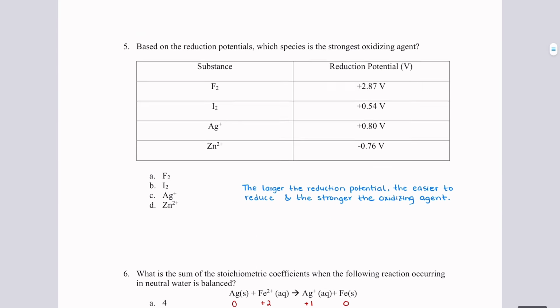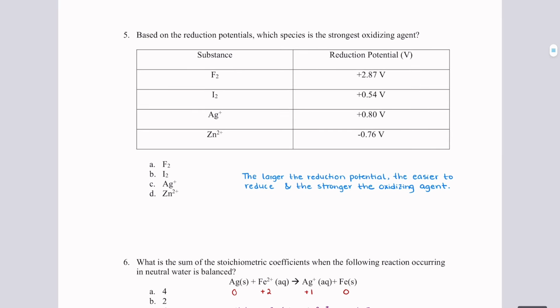Problem 5 says, based on the reduction potentials, which species is the strongest oxidizing agent? The table lists fluorine gas with a reduction potential of plus 2.87 volts, iodine with plus 0.54 volts, silver ion with plus 0.80 volts, and zinc ion with minus 0.76 volts.